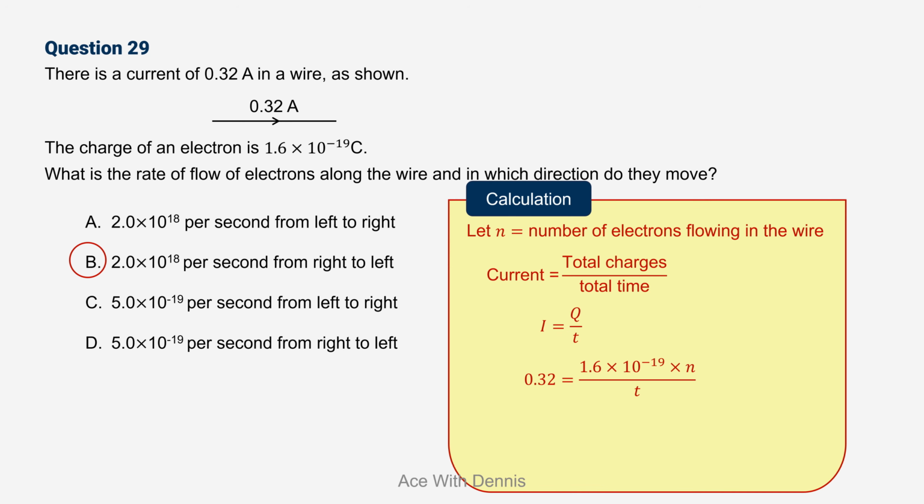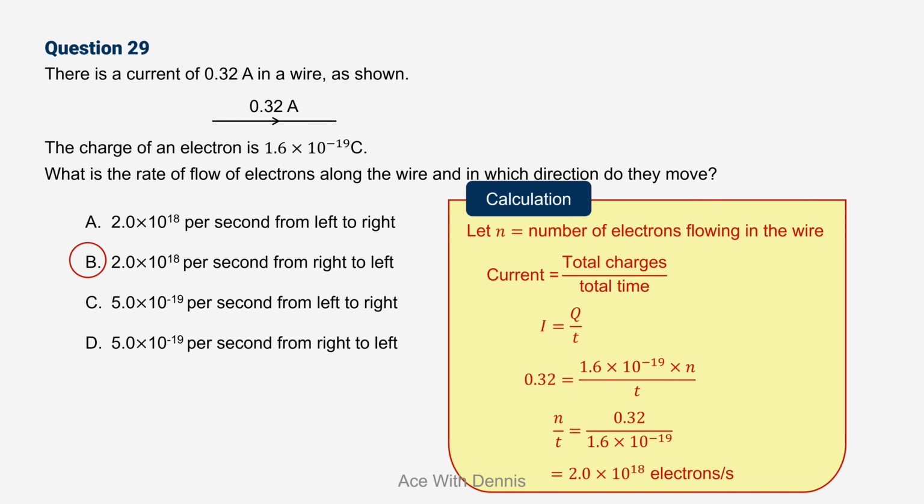So what we need to calculate is the rate of flow of electrons, hence it will be n over T. So n over T will be equal to 0.32 over 1.6 times 10 to the power negative 19, and when we calculate, we'll get 2.0 times 10 to the power 18 electrons per second.